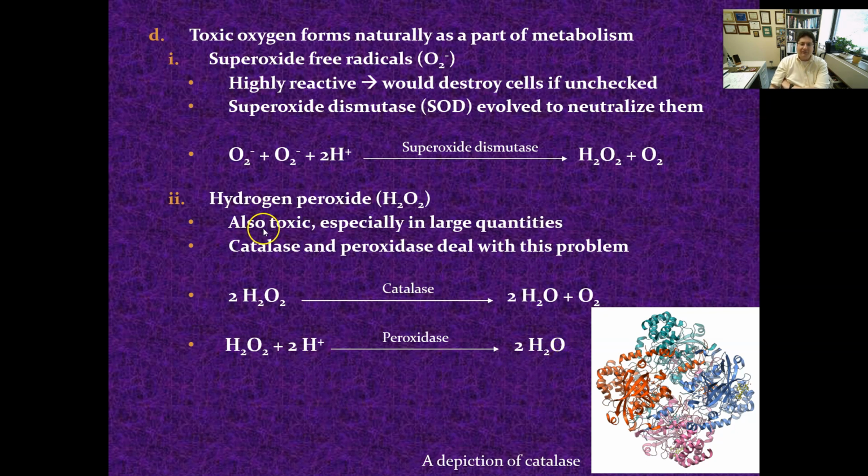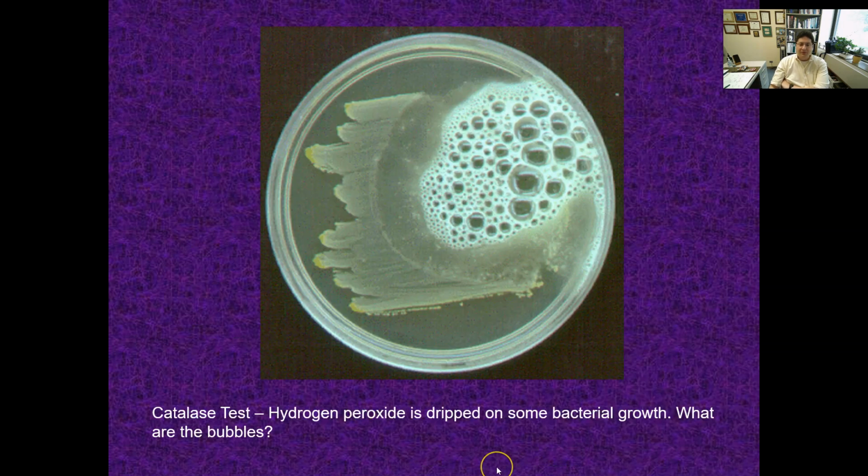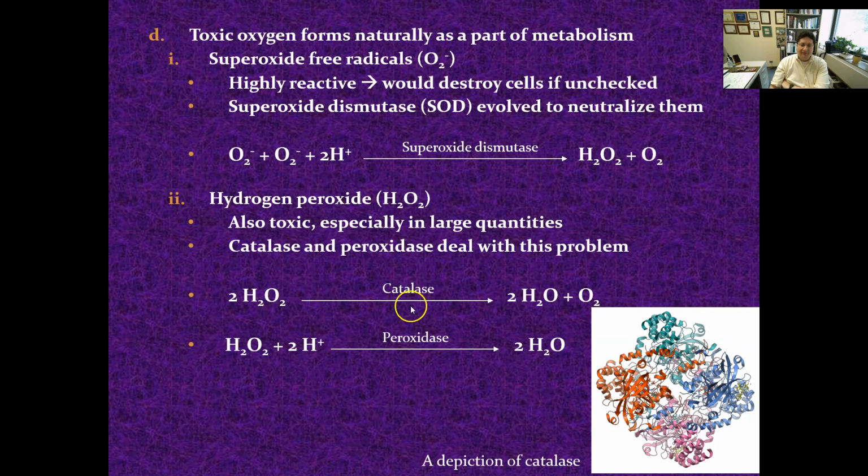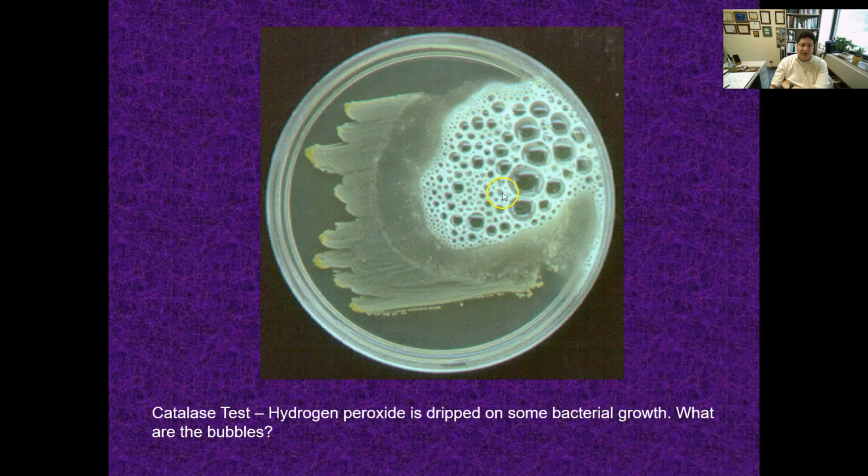So we can test for the presence of these free radicals and the presence of these enzymes by doing what's called a catalase test. Here's bacteria growing on this agar plate, and if I drip hydrogen peroxide onto the bacteria, we see all these bubbles. So what do you think the bubbles are? I drip hydrogen peroxide on there, they have to use catalase, and they break that into water and oxygen, so you're seeing bubbles of oxygen being released here.